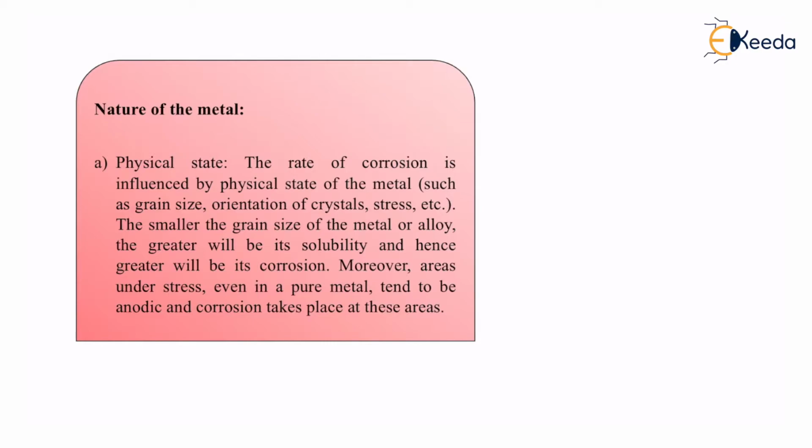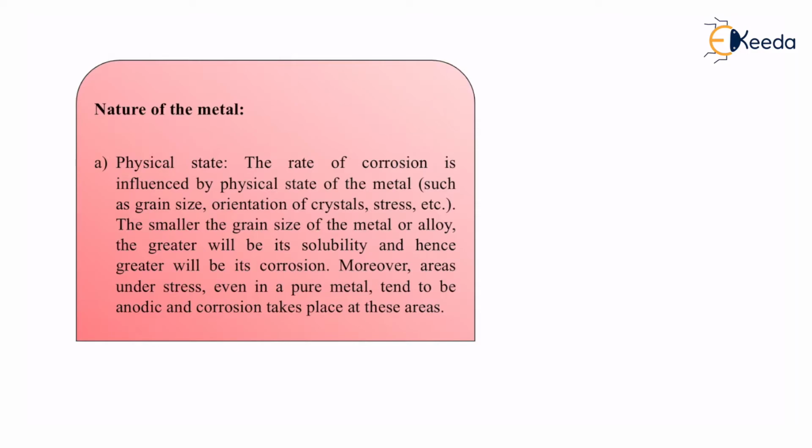The rate of corrosion is influenced by the physical state of the metal, such as grain size, orientation of crystals, stress, etc. Now, what do we mean by this? Grain size means the size of the grains, the different atoms and molecules of that particular metal. Orientation of the crystals means how the different atomic particles are oriented. And finally we have stress, the stress which is applied to it.